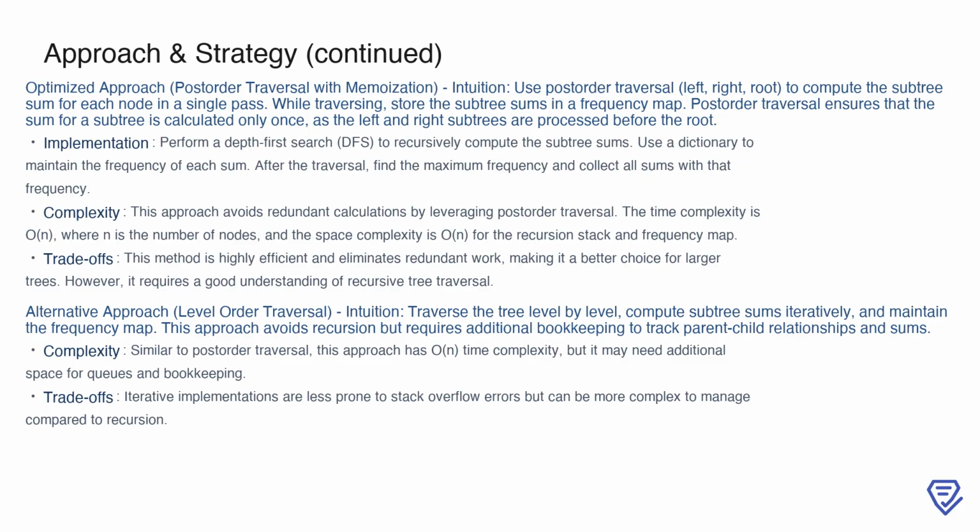The implementation involves a depth-first search where we compute subtree sums recursively. After the traversal, the frequency map allows us to quickly determine the most frequent sums.